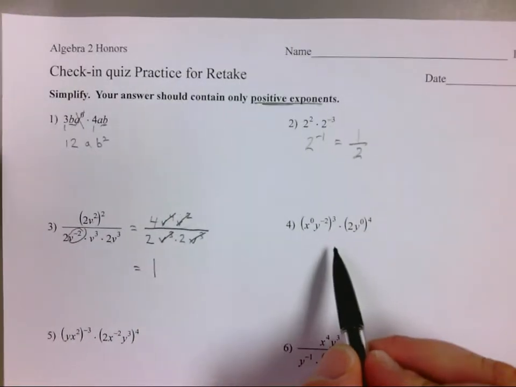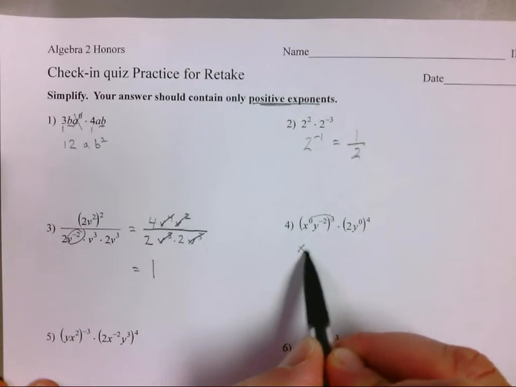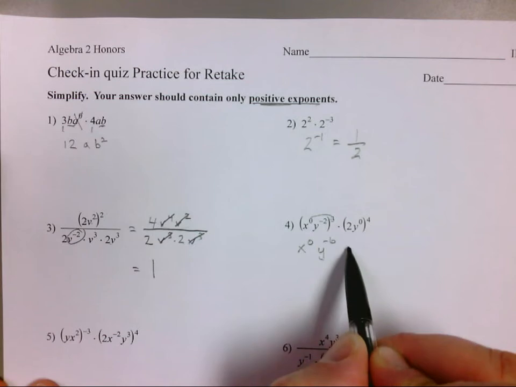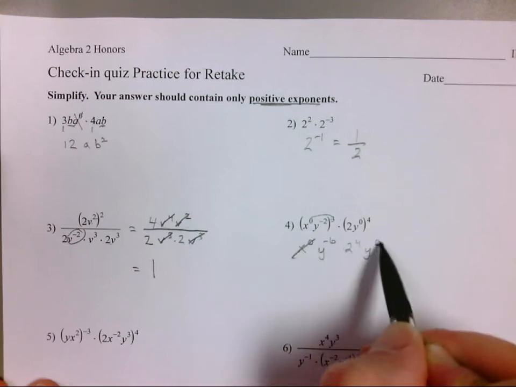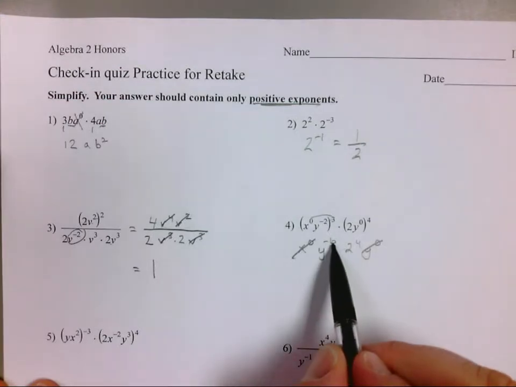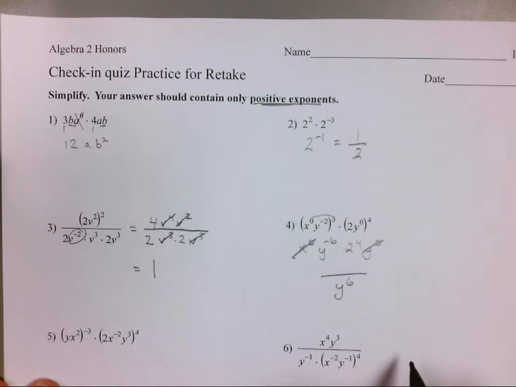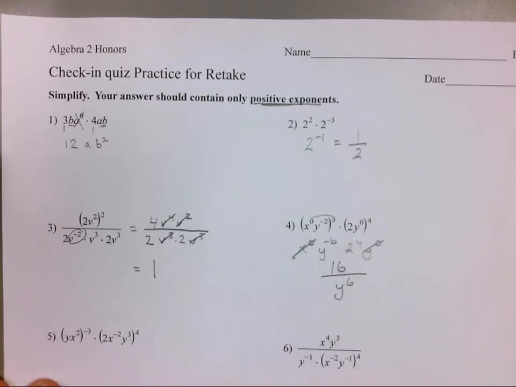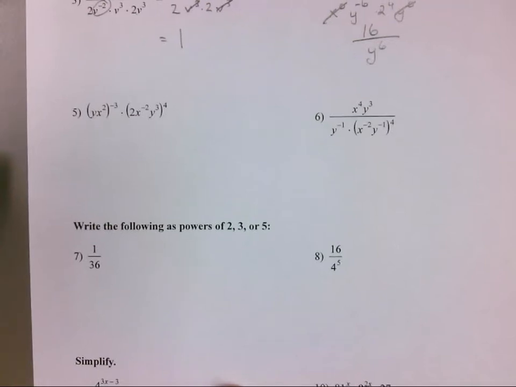Power to a power. Raise every power inside here. So this is x to the 0, y to the negative 6th, 2 to the 4th, y to the 0. The zeros can go away. Y to the negative 6th is 1 over y to the 6th. 2 to the 4th is 16. So 16 over y to the 6th. Okay, move it up, pause it again so you can see the problems before they're worked out.